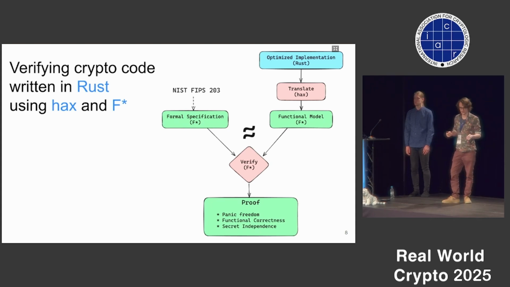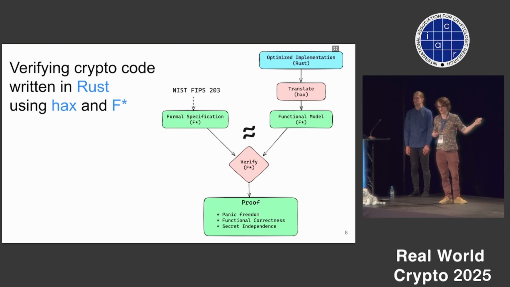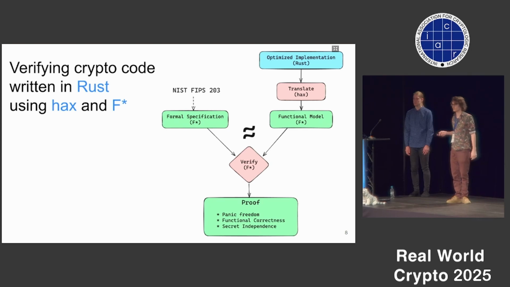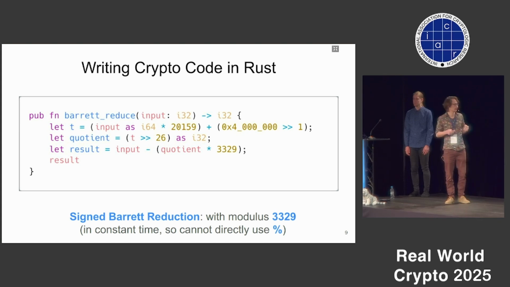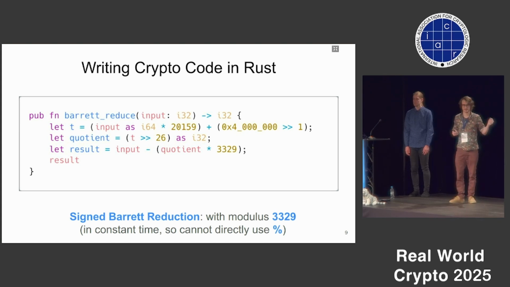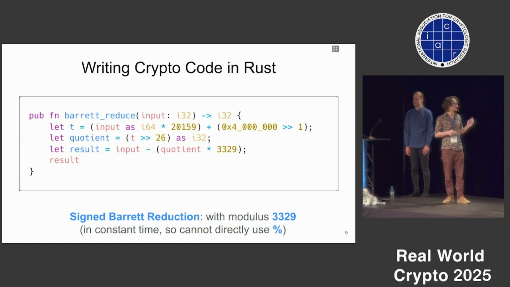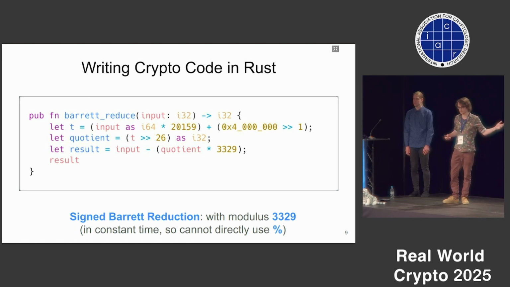With that proof of equivalence, basically what we have as a result is total functional correctness for our implementation of ML-KEM. We'll also talk about secret independence a bit and panic freedom. But now let's dive into an example of writing crypto code in Rust. So here we look at Barrett reduction. And in this case, there are 3 small specificities we have to note. First, we can't use modulo. We need constant time. That's why we use Barrett.